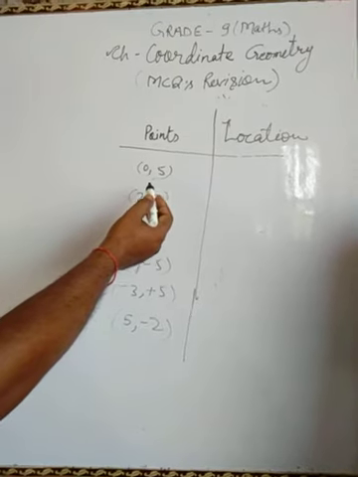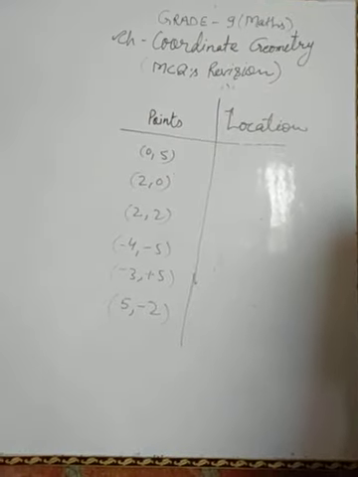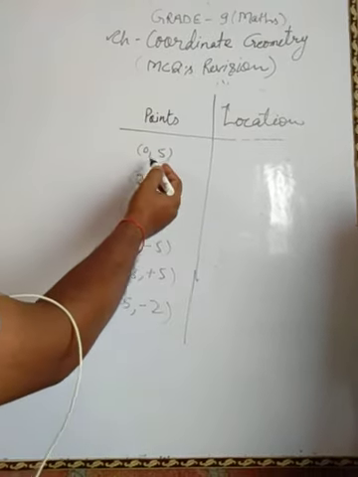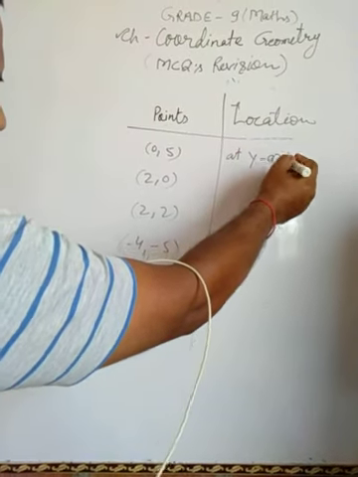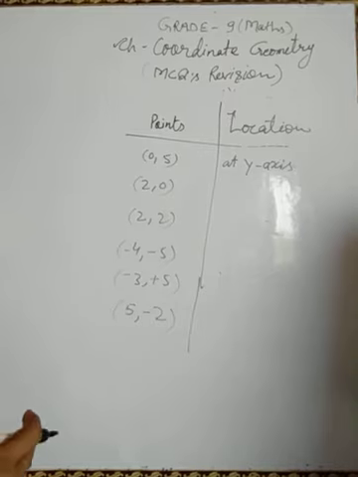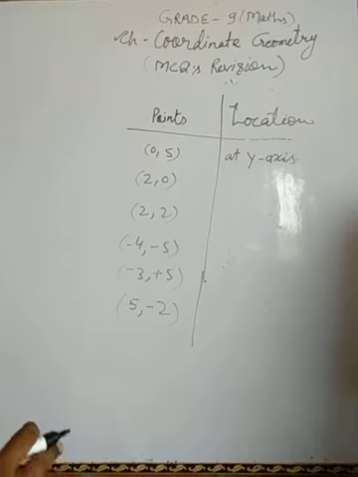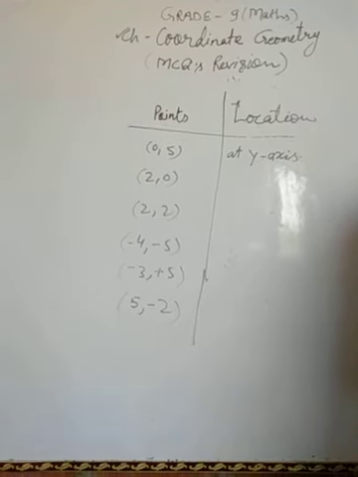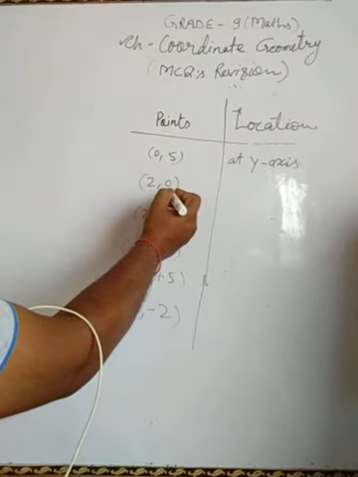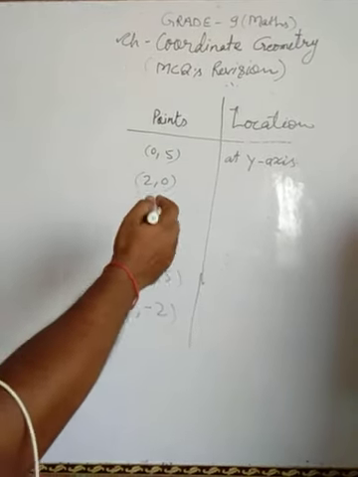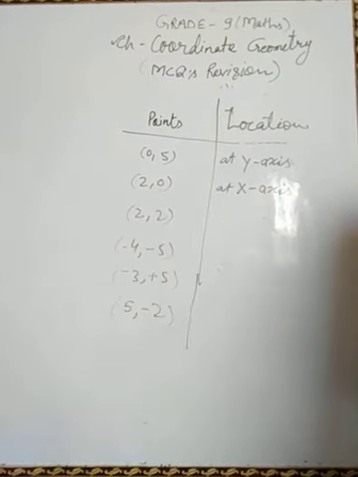If the abscissa of any coordinate is 0, it means the point will lie at the y-axis, right? So definitely this point is at the y-axis. This point will not lie in the quadrants 1, 2, 3, 4. Means it will not lie in the quadrants. It will lie at axes, and where? At y-axis. In second one, ordinate is 0, therefore this point will lie at x-axis. This is the location of this point, right?